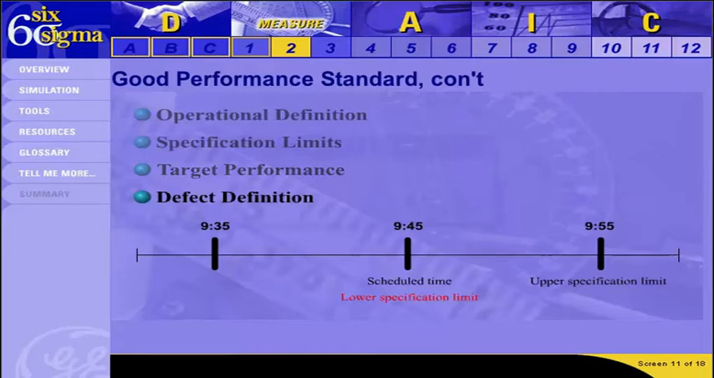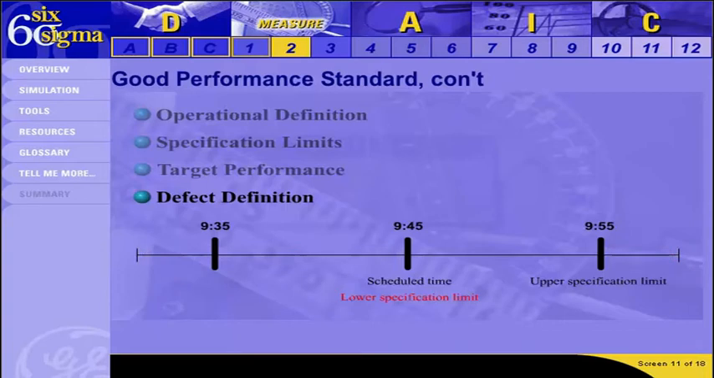The last component of the performance standard is a defect definition. A defect is any nonconformance or any item outside the specification limit. Another way is to think of a defect as anything that results in customer dissatisfaction. In this case, a defect would be any departure time before the scheduled time or more than 10 minutes late. In Analyze, you'll hear about defects per million opportunities, or DPMO. Each creation of a product or performance of a task is an opportunity. In this case, each flight that takes off is an opportunity for on-time departure.